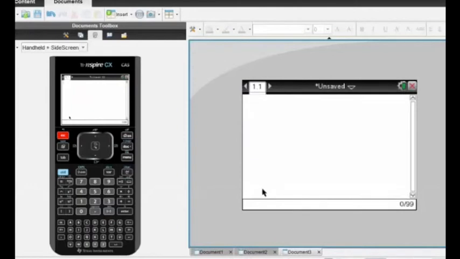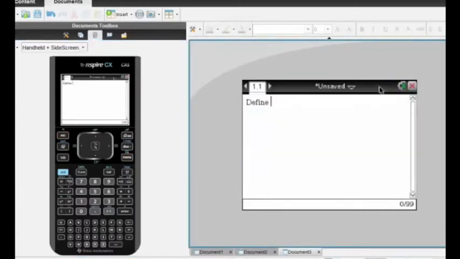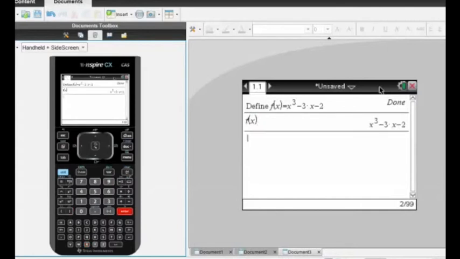Okay, so first of all, let's define the function. So we're going to go menu, actions, define, and we go f of x is equal to x cubed minus 3x minus 2. And it says done. Therefore, remember, whenever I type in f of x, I get my function there.